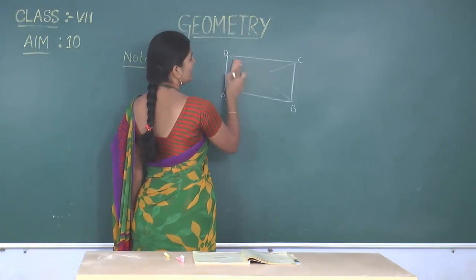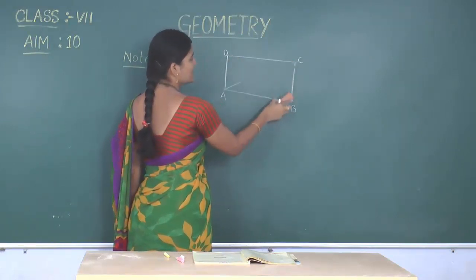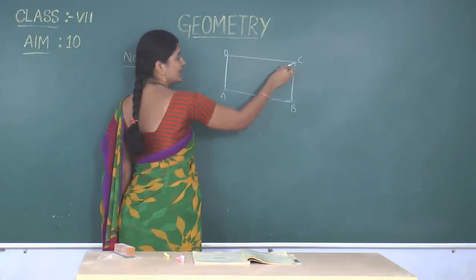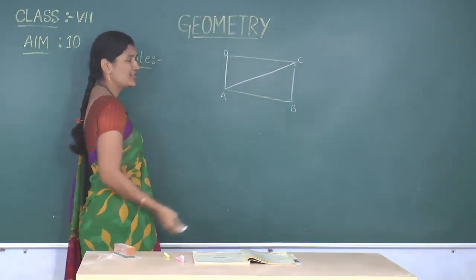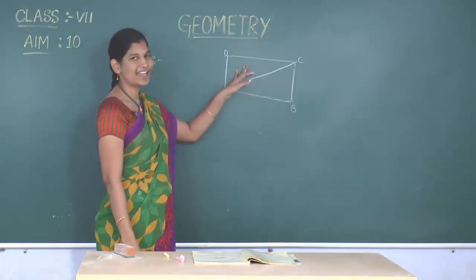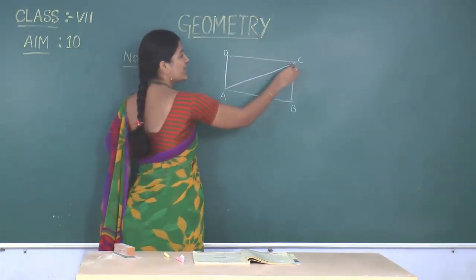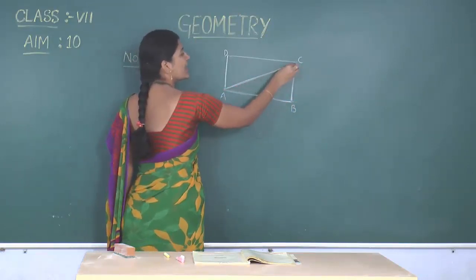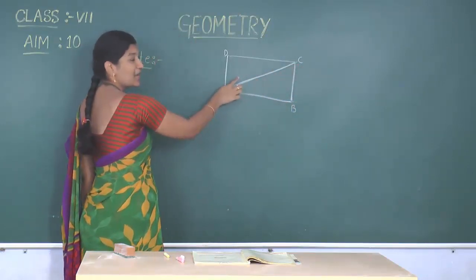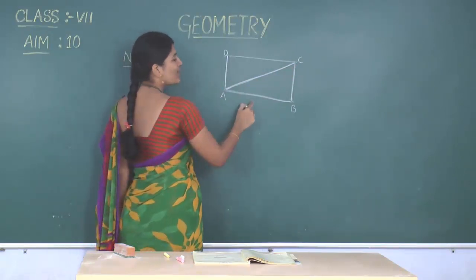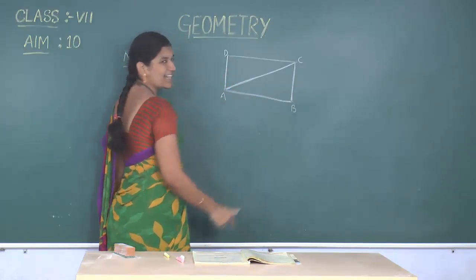This is the rectangle ABCD, no? I am taking this one. Here each diagonal, we know, divides the rectangle into 2 congruent right angle triangles. And moreover, here we can say the square of the diagonal of a rectangle is equal to the sum of the squares of the other 2 sides.